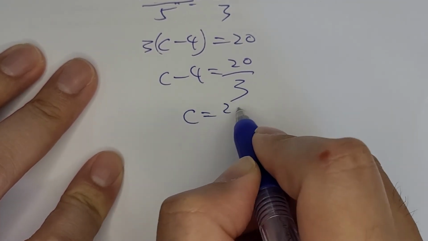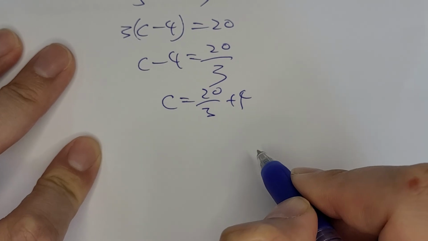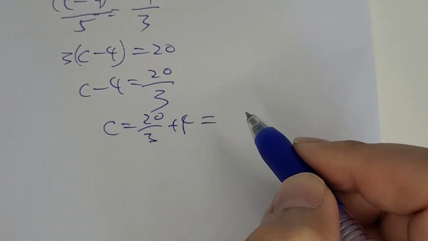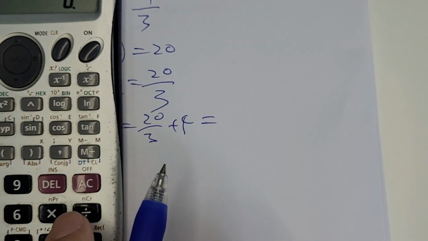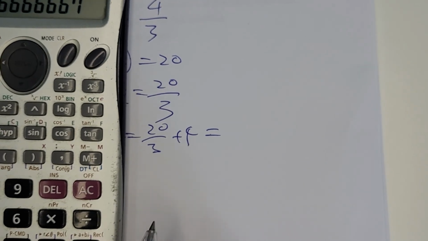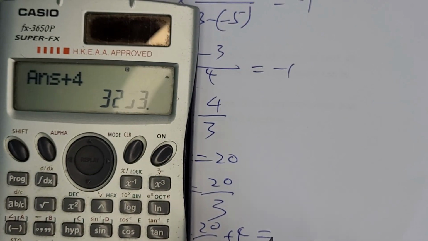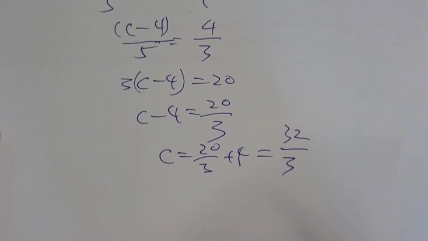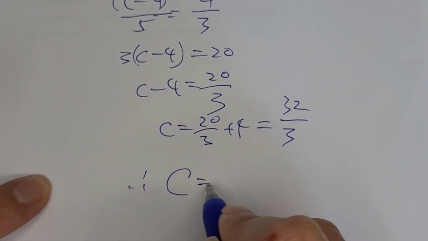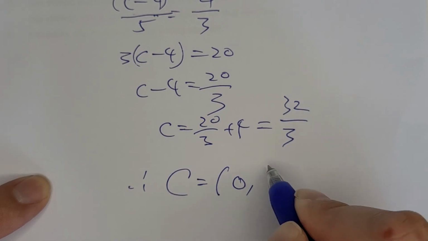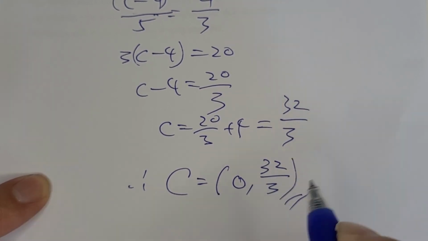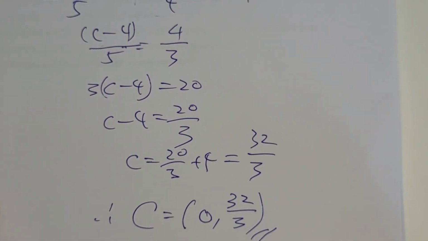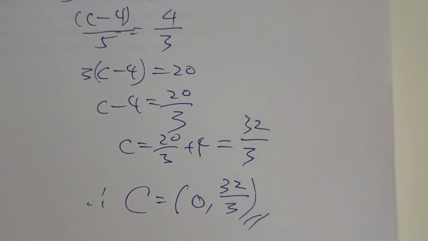So c equals 20 over 3 plus 4. And what's that? Use the calculator. 20 over 3 plus 4. You will get 32 over 3. So the final answer, C, the coordinates are (0, 32 over 3). That is your final answer. Okay, so that's the end of this paper. Thank you.